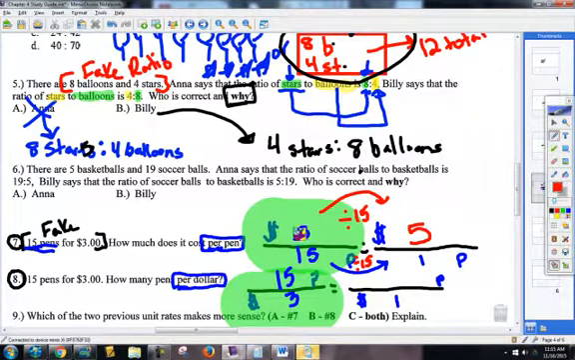Because they're doing 15 divided by 3. If it's 3 divided by 15, isn't that going to be a number less than 1? Yes. Okay, and when you do that, it actually is going to give you 0.2. Now, will I accept 0.2? No. I will not. Why?